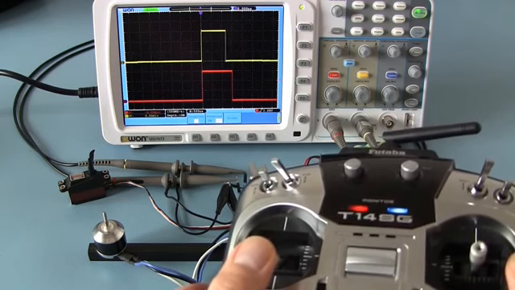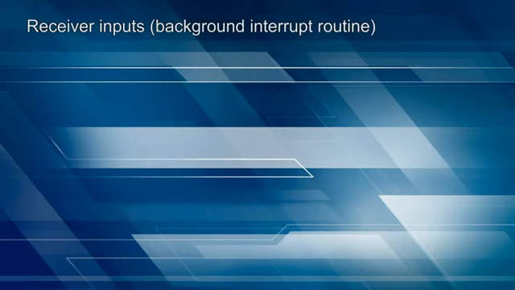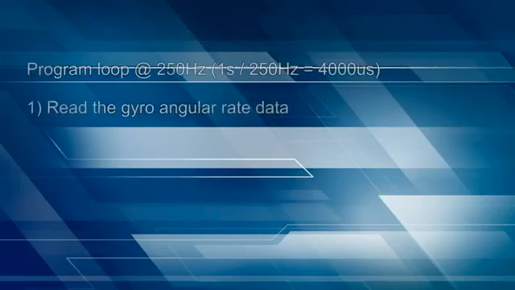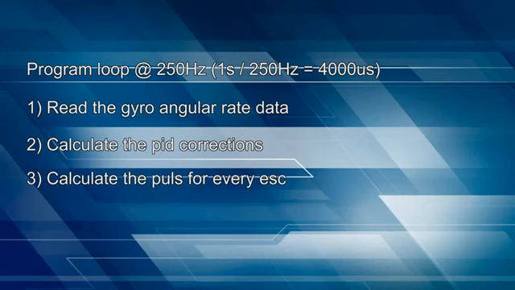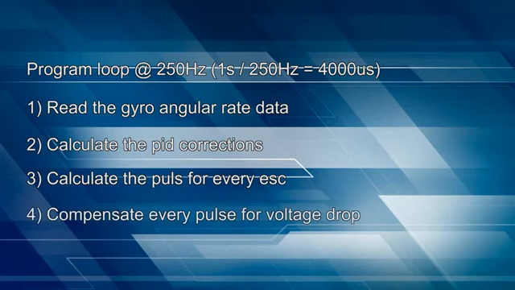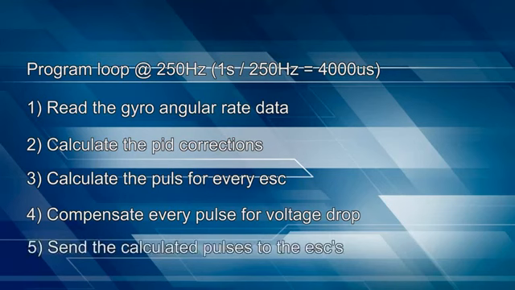Now let's look at the main program steps of the flight controller. The receiver inputs are collected via an interrupt subroutine, as described in part 2. This will run in the background so we don't have to worry about it. Now the main loop of the program involves various steps. The main steps are: read the gyro angular rate data, calculate the PID corrections, calculate the pulse for every ESC, compensate every pulse for voltage drop, and send the calculated pulses to the ESCs.